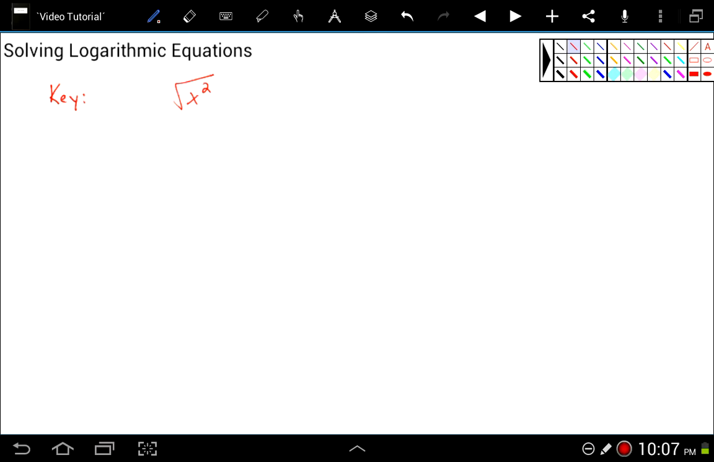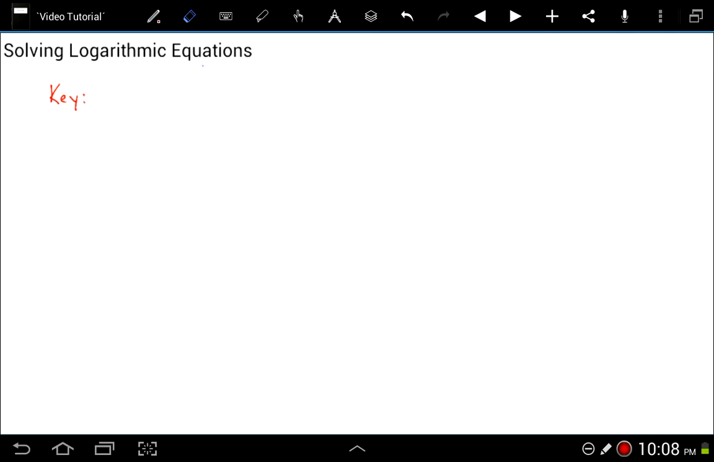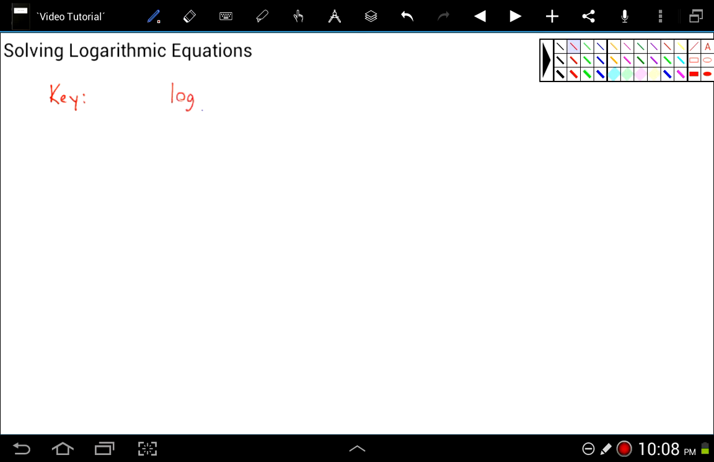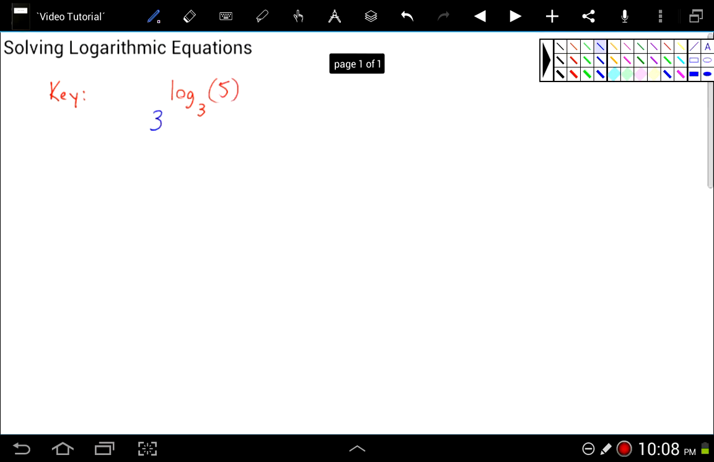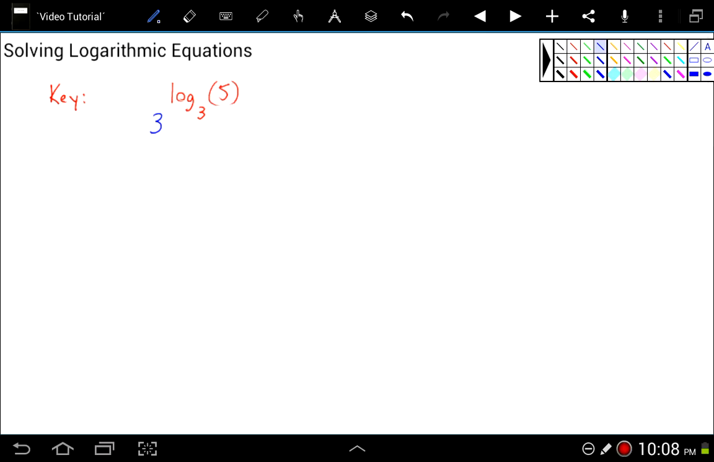If I have something added to 3, how do you undo it? Well, you subtract 3. If I have something multiplied by 3, how do you undo it? You divide by 3. So the process of solving equations often comes down to how do you undo parts of the equation. And to undo a logarithm, in other words, if I've got something like log base 3 of 5, let's say, to undo that, you simply apply a base of 3 to it. This is a base now, and you think of this guy as an exponent.